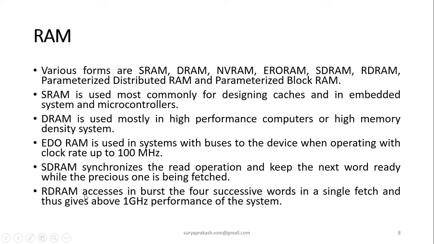The RAM-bus dynamic random access memory accesses the bus for four successive words in a single fetch, thus giving a 1 GHz performance of the system. When compared with the SD-RAM, the RAM-bus dynamic RAM will give a burst of four words. So it can be used for high performance systems, such as graphics-intensive systems.